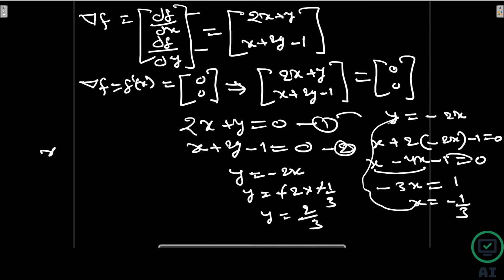So what did we get? The x and y values are minus 1 by 3 and 2 by 3, and this is nothing but a critical point. This is the point where we will be getting either a local maxima, local minima, global maxima, global minima, or saddle point, which I have already explained in my previous video. If you have not seen that, please go and watch that video to understand it, or you can get some information from anywhere.